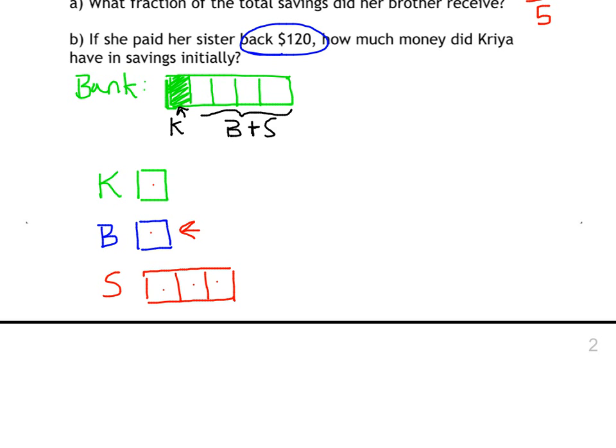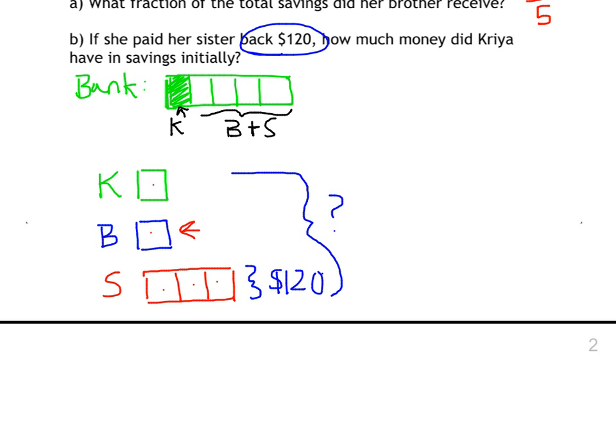We know that her sister received $120. I'm going to label it right here. These 3 units are equal to $120. And what we want to know is how much did she take out of savings initially. So what is this complete amount? And let's label that with a question mark. We know that part of it is $120, but we want to know the rest. So first thing we're going to do is figure out what is the value of 1 unit.